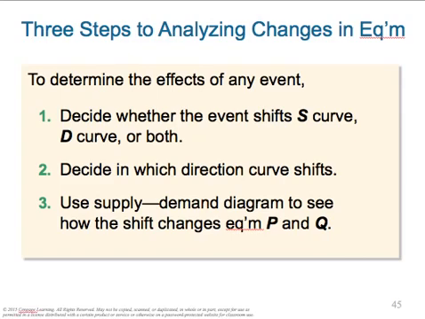The second step is to decide in which direction the curve shifts. Is it positive? Is it negative for supply and demand? Are they opposite? And then third, use the supply and demand diagram, or them individually, to see how the shifts change equilibrium for the price and quantity.